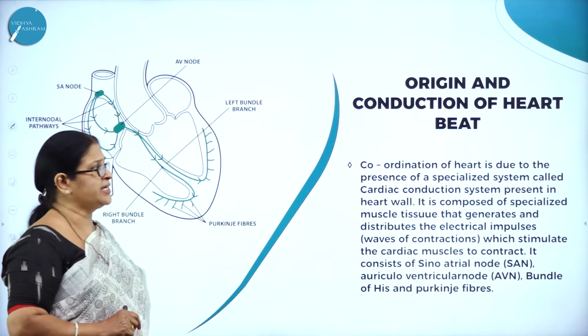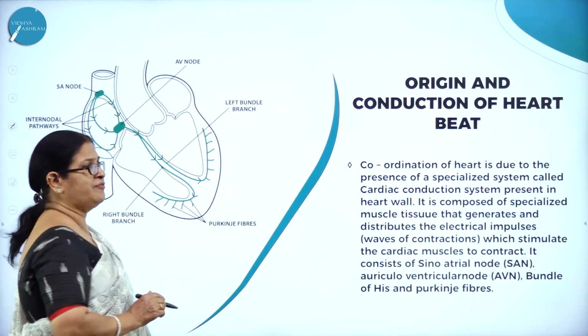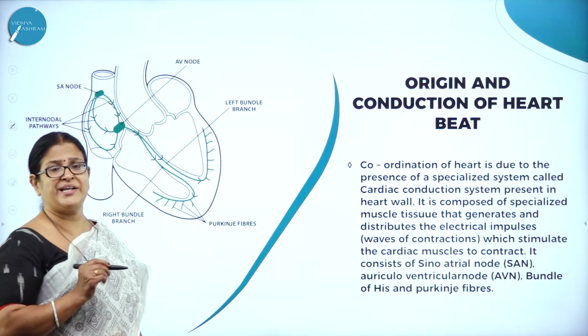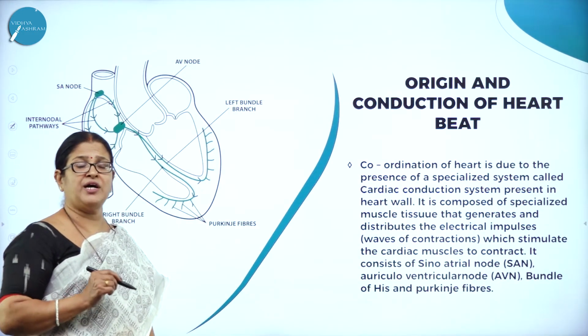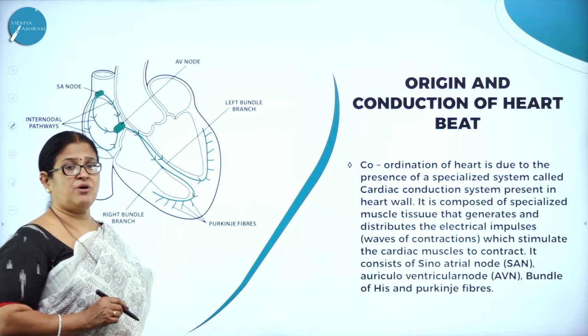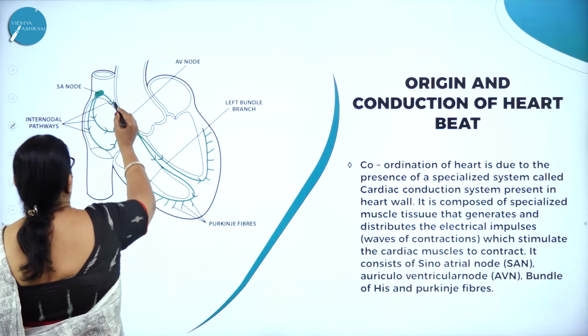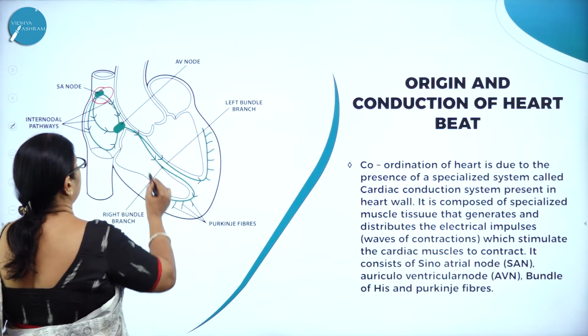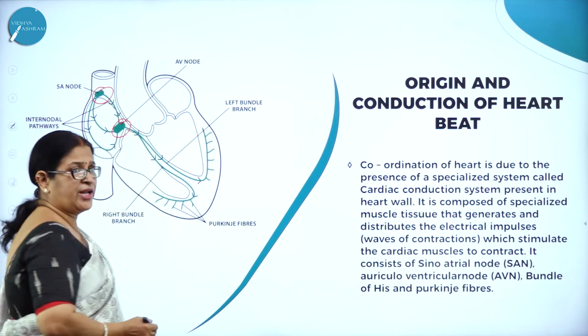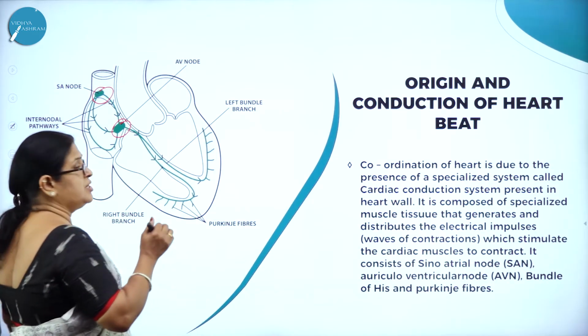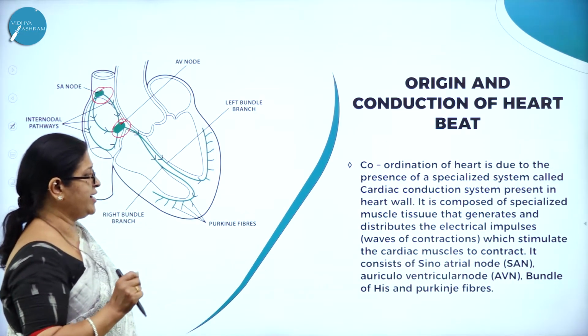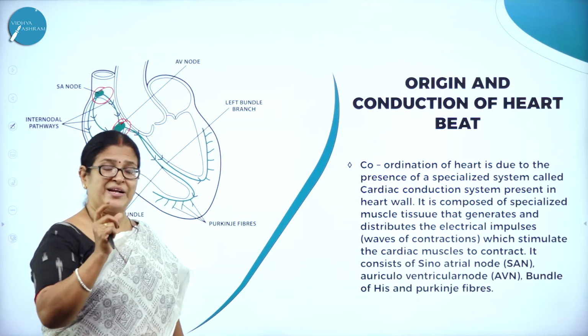Then, origin and conduction of heartbeat. I think all of us know, have you heard about a word called the battery of a heart? So the battery of the heart is SAN, which is called the sinoatrial node. Here you can see the SAN, that is the sinoatrial node, and this is called the AVN, the auriculoventricular node. So the sinoatrial node is called the battery of the heart.